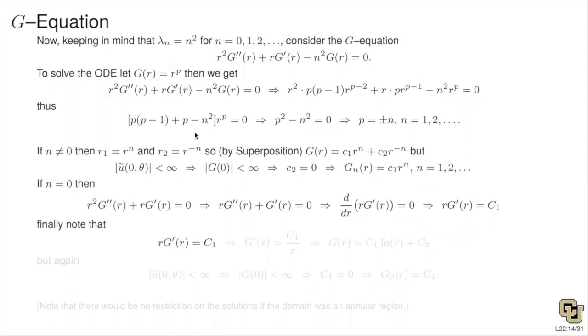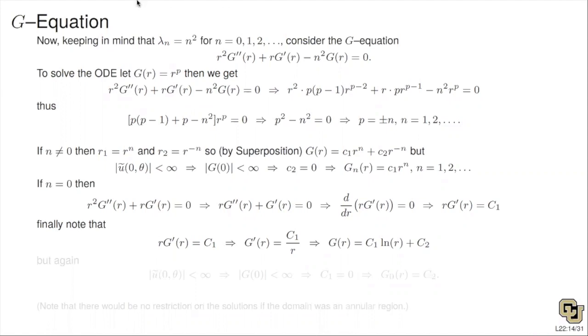So now solve for g prime. g prime is c1 over r. I just divided both sides by r because I wanted to isolate g prime. Now we're integrating both sides with respect to r. On the one side, we'll get g of r. On the other side, we'll get the natural log function. So this is drastically different from the separation of variables that we did in the traditional Cartesian coordinates in x and y.